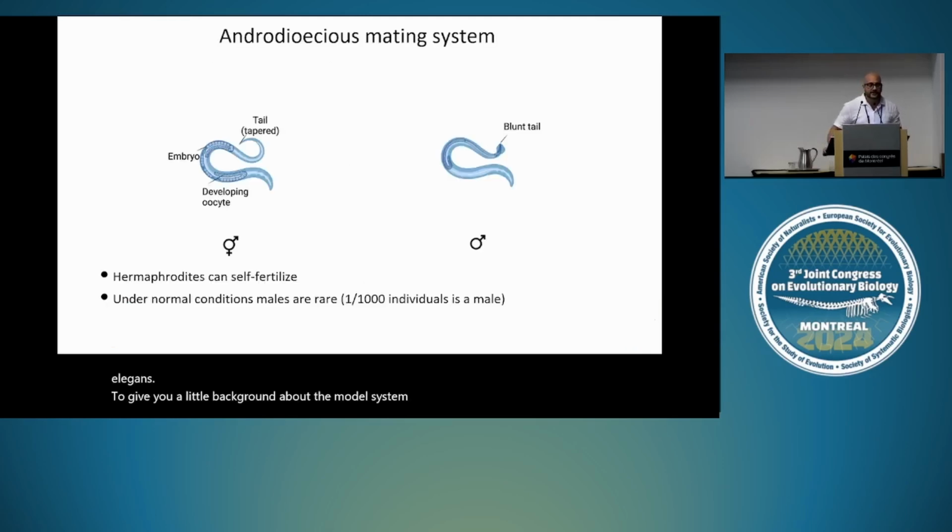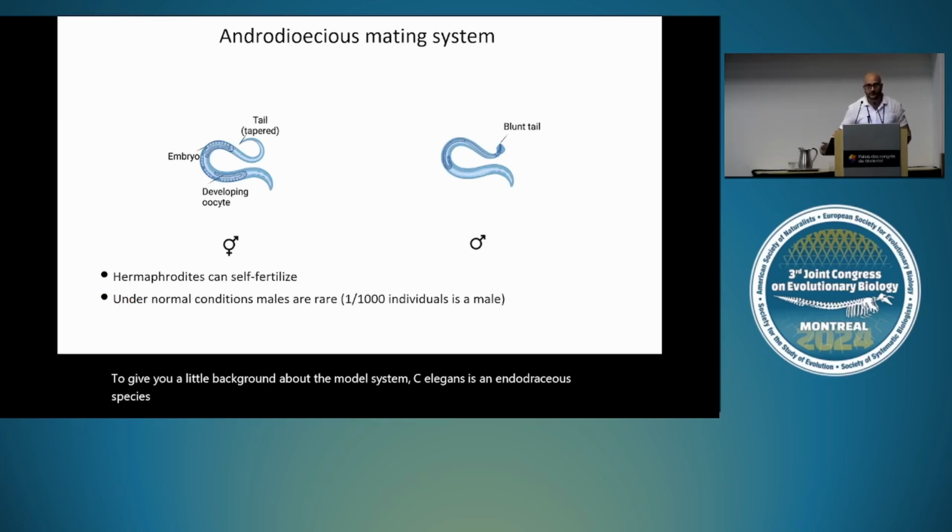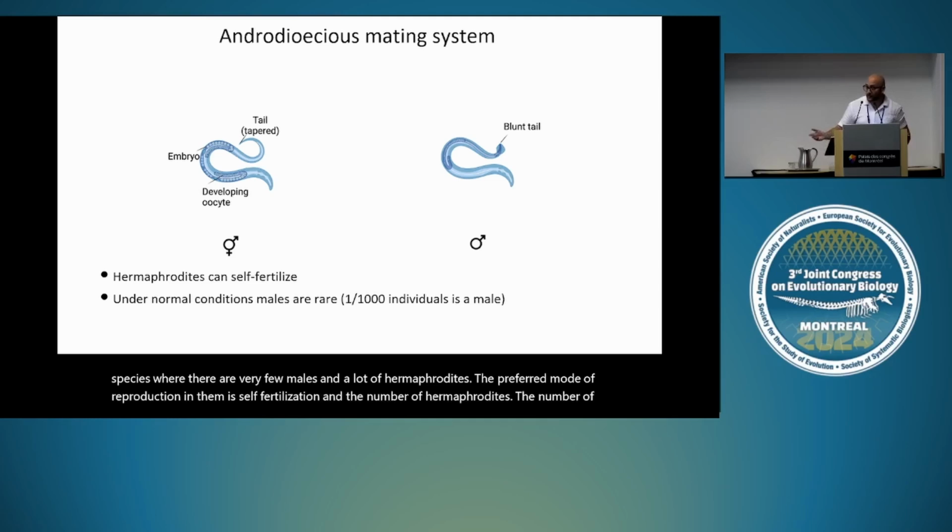To give you a little background about the model system, C. elegans is an androdioecious species where there are very few males and a lot of hermaphrodites. The preferred mode of reproduction in them is self-fertilization, and the number of males at times in the laboratory strains can be as low as 1 in 1,000 individuals.